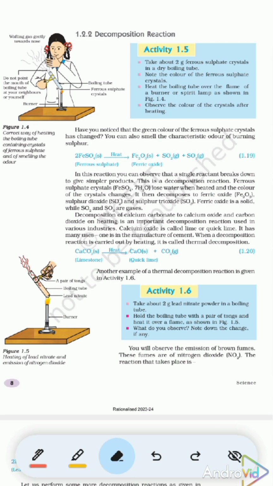So it gives Fe2O3, which is a solid, plus sulfur dioxide, which is in gaseous state. Along with that, it gives sulfur trioxide, which is SO3. In this reaction, you can observe that a single reactant, that is FeSO4, breaks down to give simpler products, whereas in the combination reaction, 2 or more reactants combine to give one singular product. One single product is obtained after reaction, whereas here one single reactant reacts and gives many products.